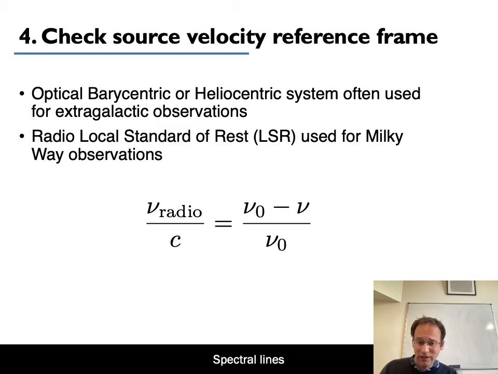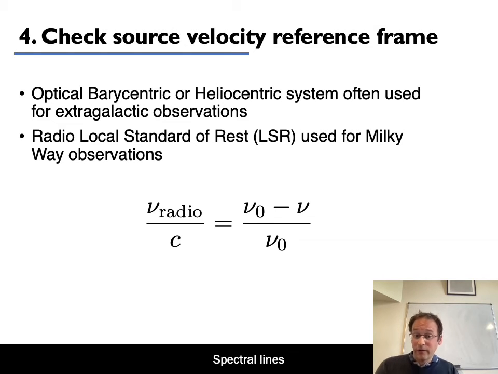Now, when people quote a velocity associated with a redshift or a blueshift, there is a full relativistic expression for that, but often a convention is used to define velocity, which is an approximation to the correct relativistic velocity shift. In radio astronomy, there's a convention which is given by this equation. On the left-hand side you have v radio divided by the speed of light, and on the right-hand side you have the rest frequency nu naught, subtracting the observed frequency nu, divided by the rest frequency nu naught. This is the radio convention defining recessional velocity.